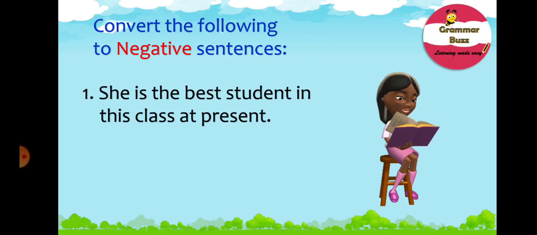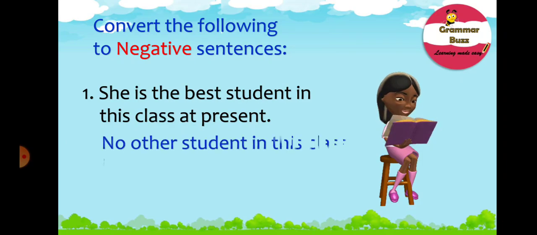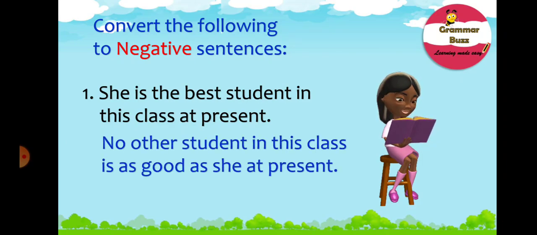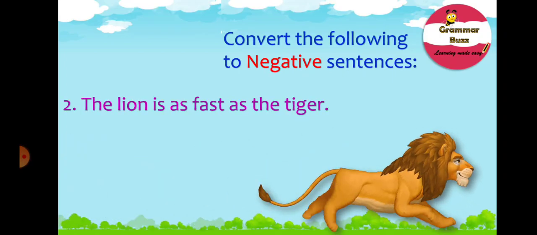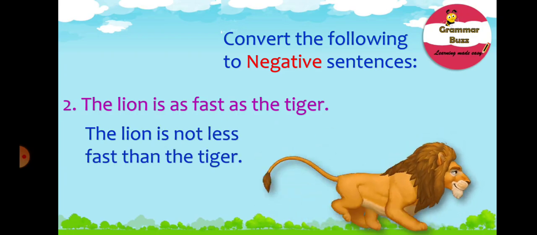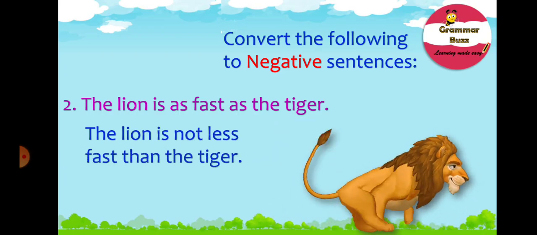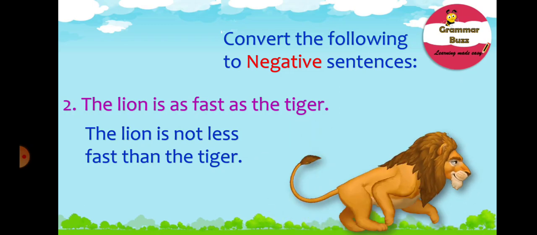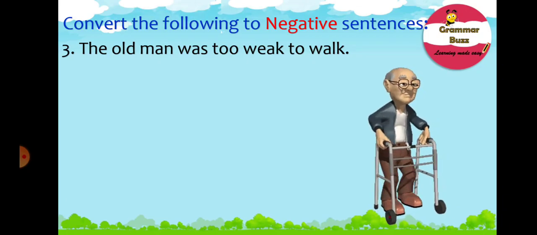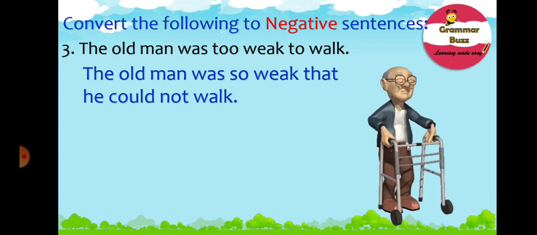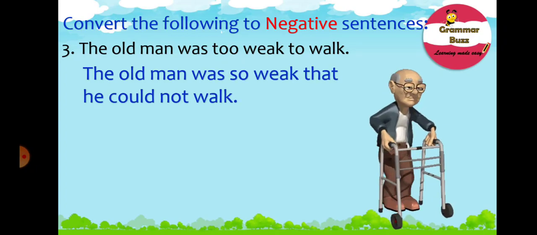She is the best student in this class at present. No other student in this class is as good as she at present. The lion is as fast as the tiger. The lion is not less fast than the tiger. The old man was too weak to walk. The old man was so weak that he could not walk.